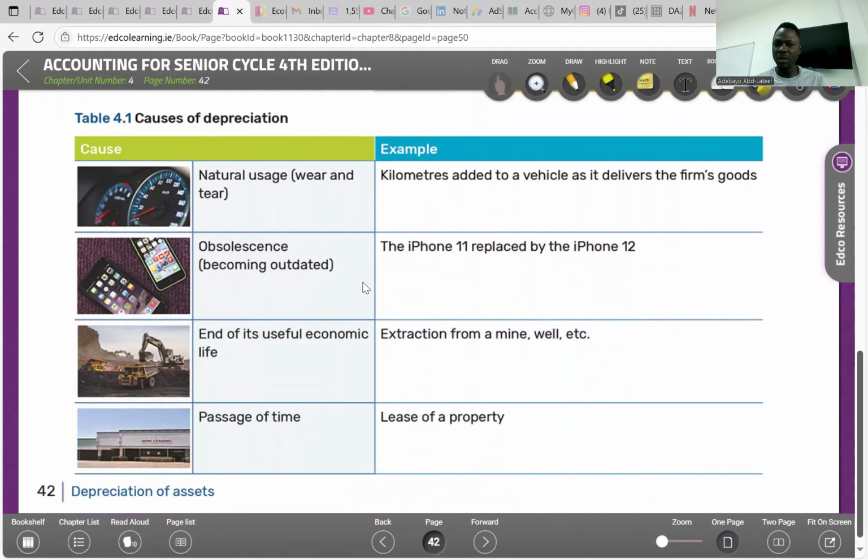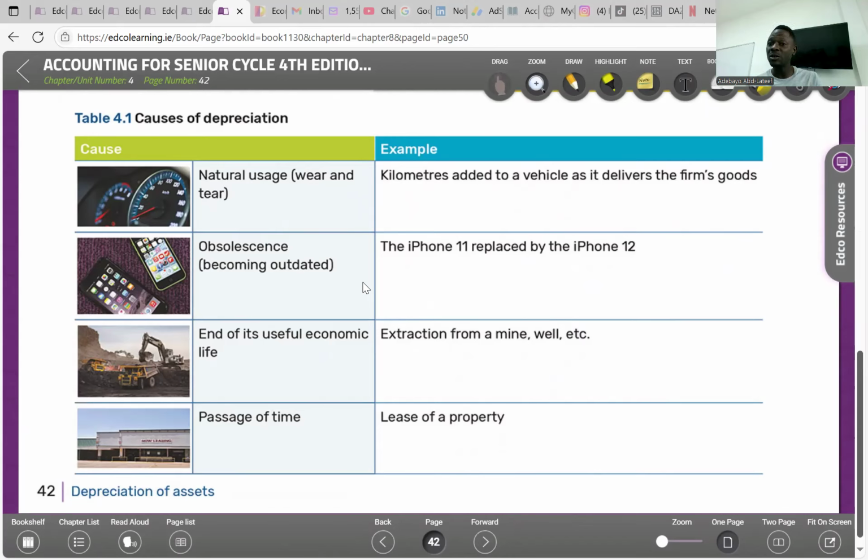Number one, natural usage, wear and tear. They are equipment, they are machines. In the course of using them, they cannot remain the same. They can't have the same capability. They can't continue to be the same as when you start using them. When you buy a new equipment or machine, in the course of using it, it starts losing its value in terms of wear and tear. So it will start showing reasons for maintenance. And as soon as it starts showing reasons for maintenance, it means it has started losing its value. So that is wear and tear.